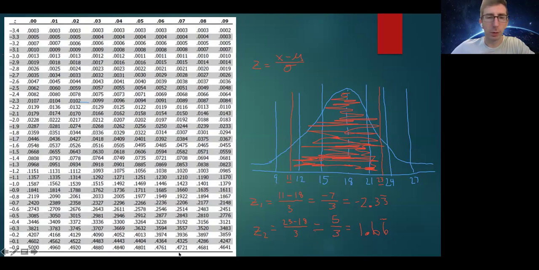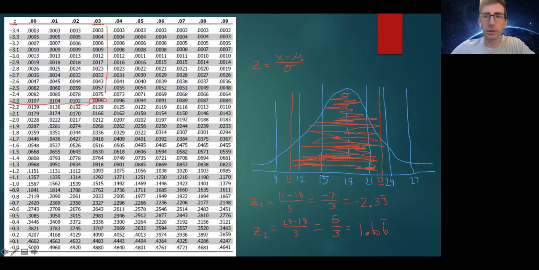So let's try to find -2.33. What do we do first? We go down our z table first, and we need to find -2.3. So here's -2.3, right? And then we need to come over to 0.03, because our value is -2.33. The hundredth place is the farthest we can go using our table. So if we go down and across to where these things meet, we get 0.0099.